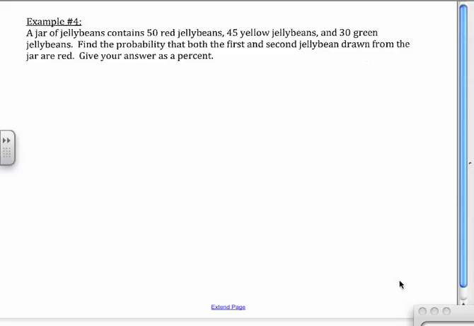Okay? Now, what's the probability that I'm going to choose a red jelly bean on the first one? 50 out of 125. Okay? Now, who can tell me what's the probability that I'm going to choose a red one when I choose again on the second try? 49 out of 124, because that first red one is out on the table.